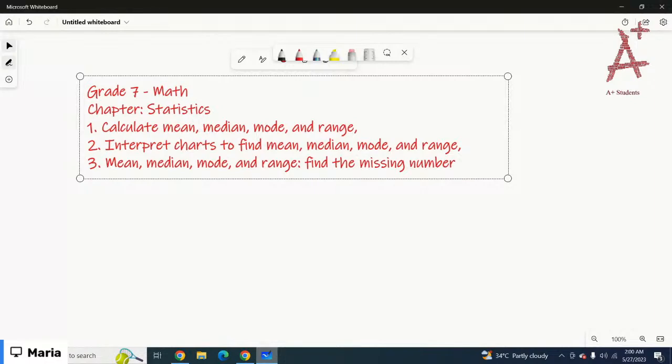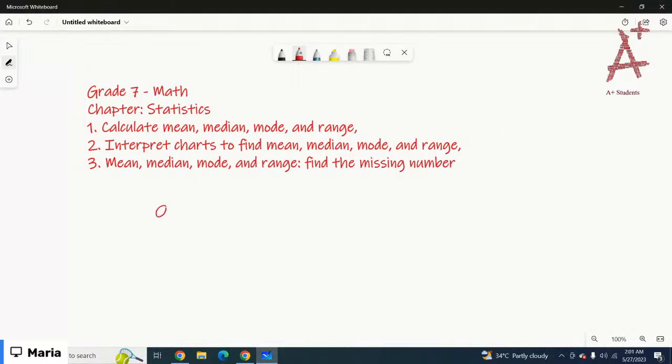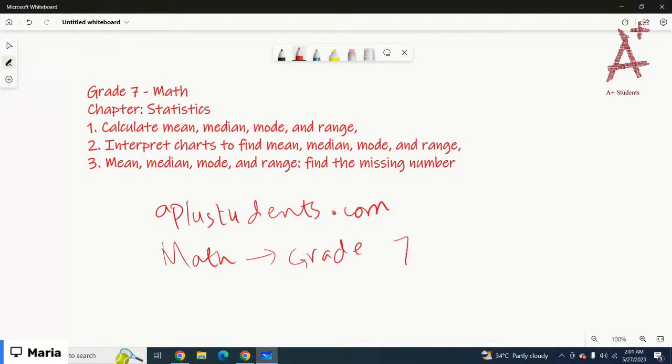We're going to start with grade 7 maths. You can find all the lessons on aplusstudents.com. You have to log in there using your email address and password as provided by the administrator. Then you have to select math from the subject tab. Scroll down to grade 7 and then click on view all lessons.